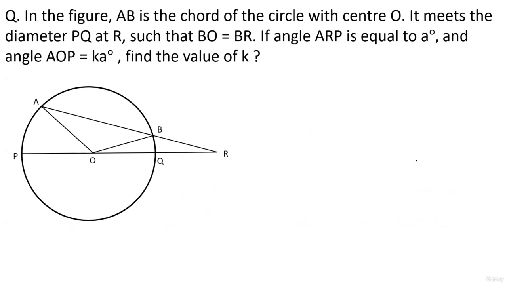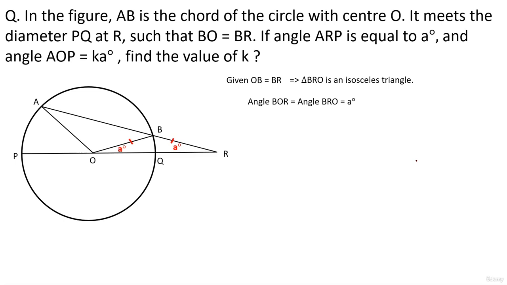All right, guys. So let's solve it. It's been given that BO or OB is equal to BR in this case. So that makes triangle BRO an isosceles triangle, right? Because two sides are given as equal. And for isosceles triangles, we know that the base angles will be equal. So angle BOR will be equal to angle BRO will be equal to A degrees, right? So both of these angles, let us call them A degrees in this case.